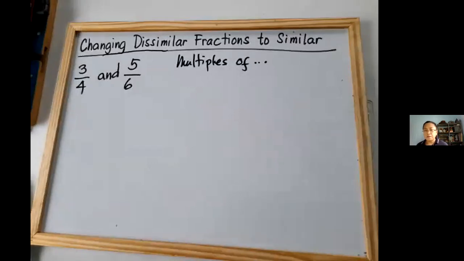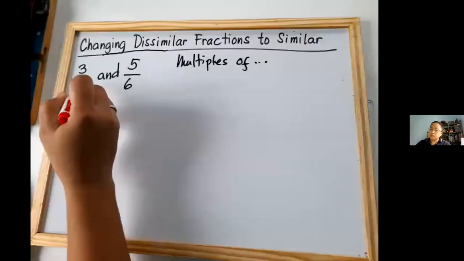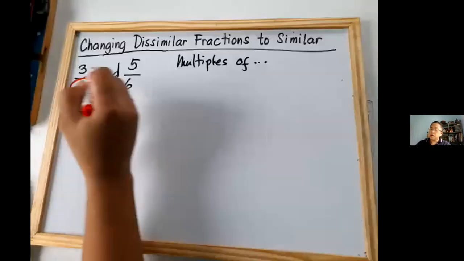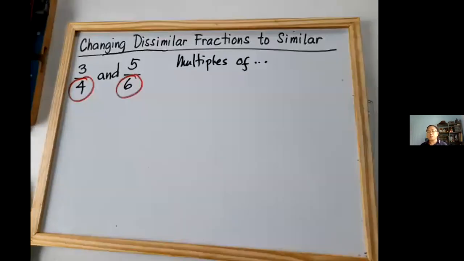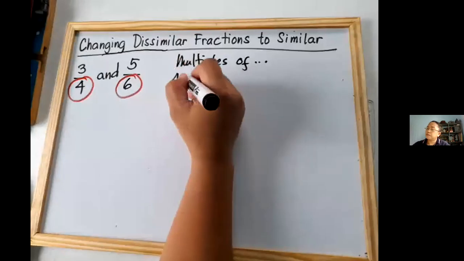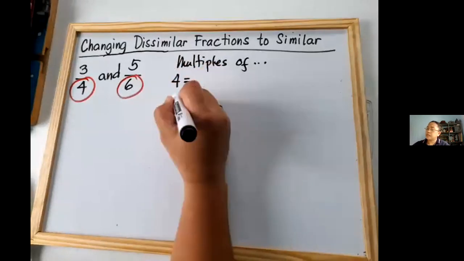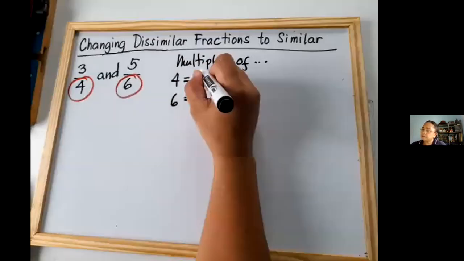Pag nagre-rename tayo from dissimilar fraction to similar fraction, ang tinitignan natin ay yung kanilang mga denominators. So, ang denominators natin ay 4 and 6. So, we list down multiples of 4 and 6. Okay, let's do that. 4 and 6.